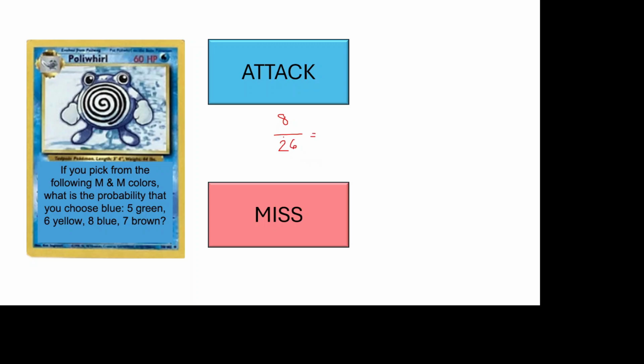Now, both the numerator and the denominator are divisible by 2. So 8 divided by 2 is 4. And 26 divided by 2 is 13. So 4 over 13 is our answer.